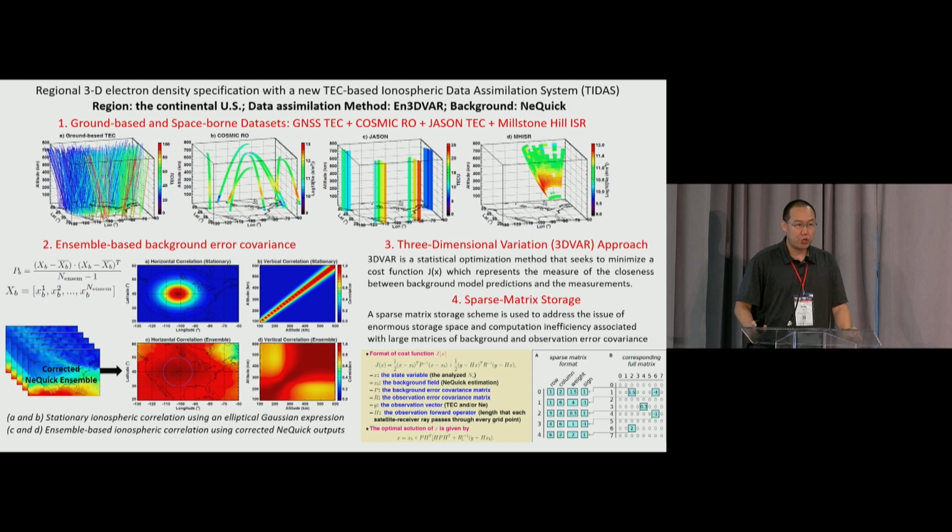Okay, so we call it a TEC-based ionospheric data assimilation system, TIDAS. We focus on the North American sector, not only because a very significant SED plume has been reported here, due to very complicated electrodynamic processes, but also due to the availability of a dense network of ground-based GNSS receivers over this region. So we're going to use the data.